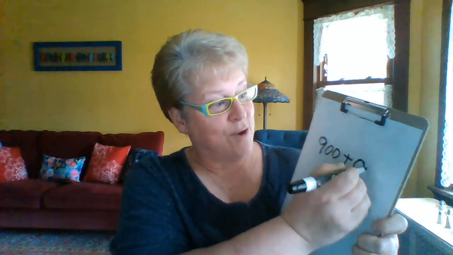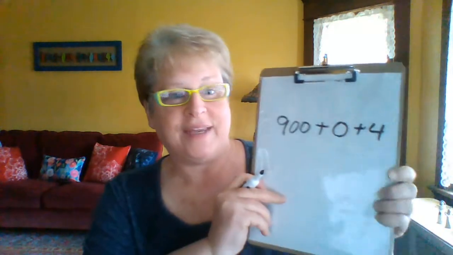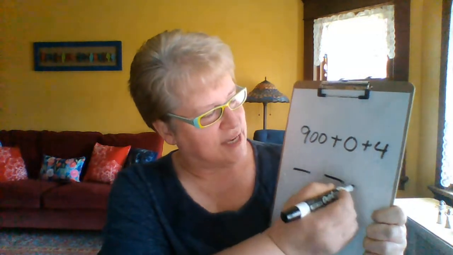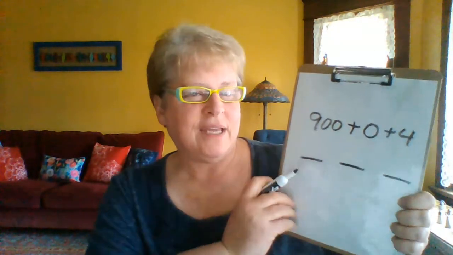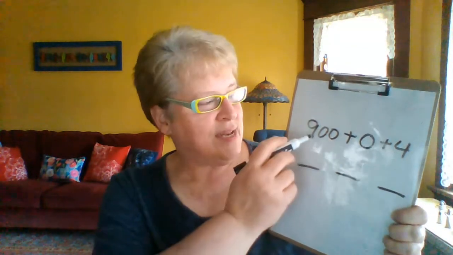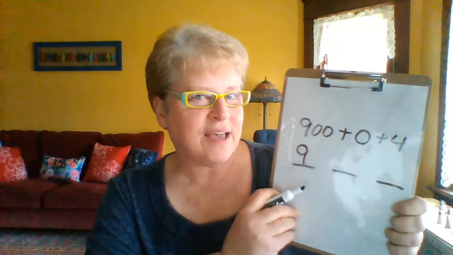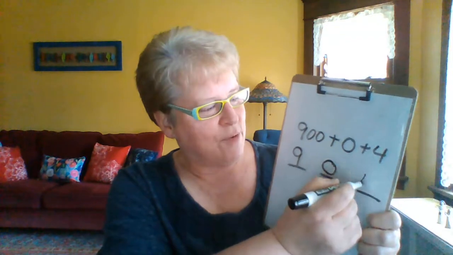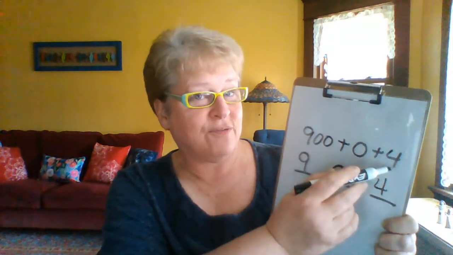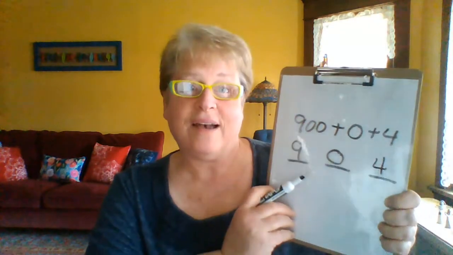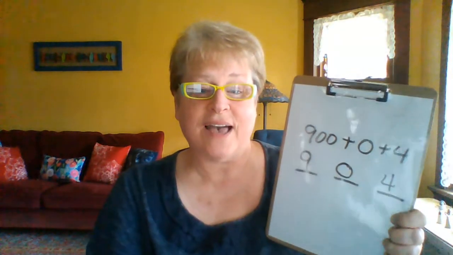Let's do one more. Let's write the number 900 plus 0 plus 4. Now I did a little twist. So we have the hundreds, the tens, and the ones column. How many hundreds do I have in the hundreds column? 900. So how many hundreds is that? 9 hundreds. Do I have anything in the tens column? No. And I have 4 ones. So 900 plus 4 equals 904 because I didn't have anything in the tens column.